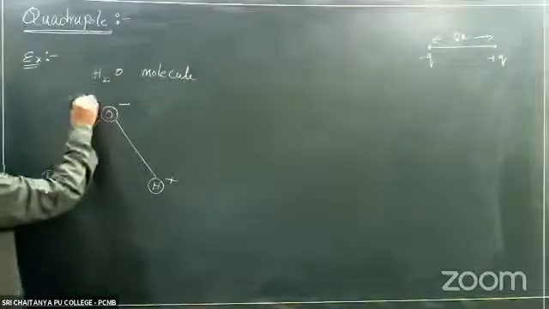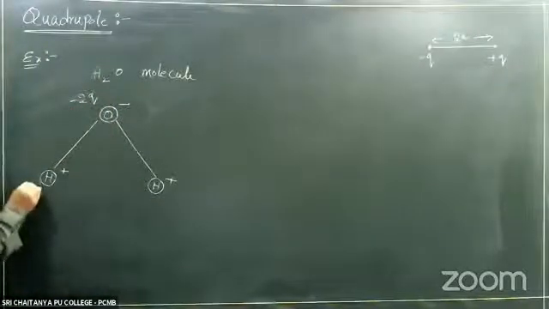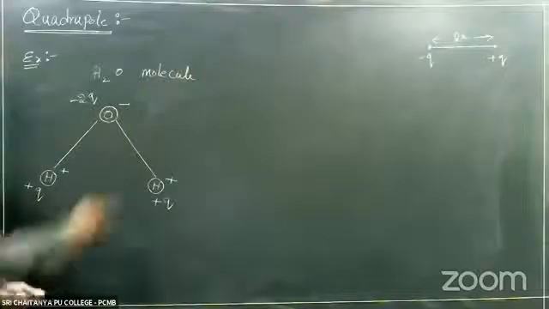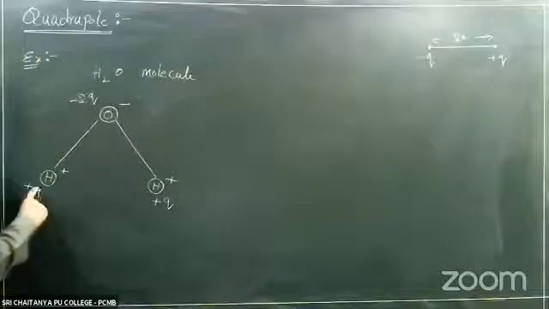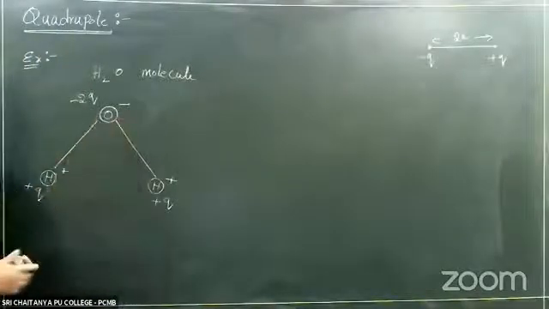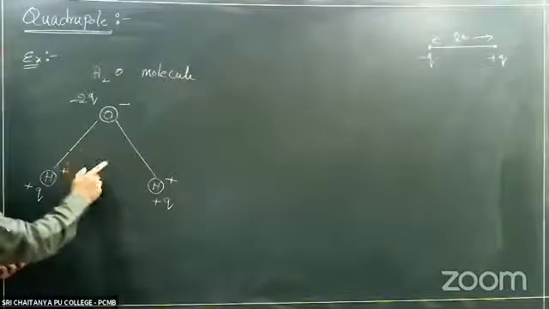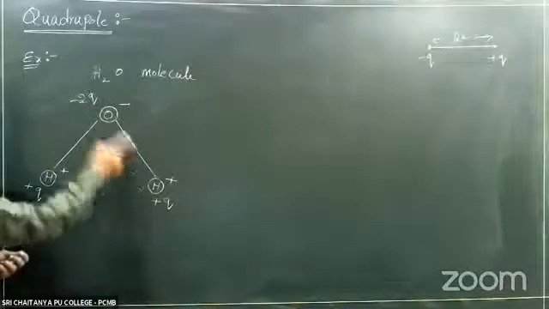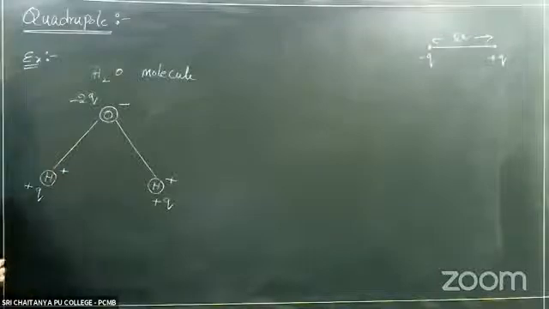If at all, here some minus 2Q charge is there, and here plus Q and plus Q charge is present. This is the best example for a quadrupole. See here, positive charges and negative charge are not along the same line. They are not along the same line like a dipole, right? Here is the positive charge and here is the negative charge. They are not along the same line. This is the best example for a quadrupole, right?